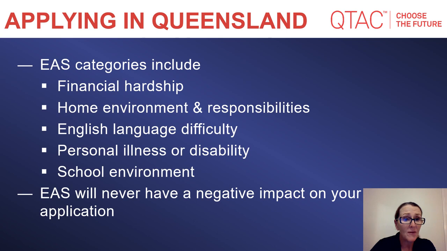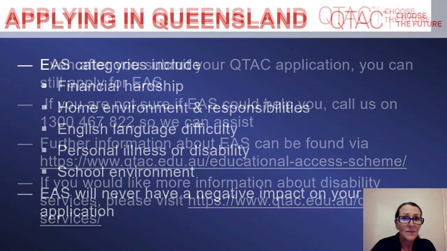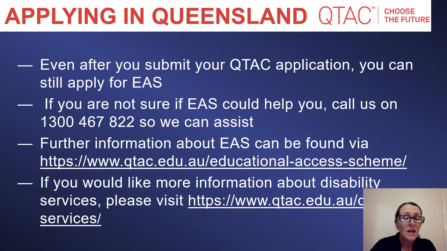There are a number of EAS categories and there is no limit to the number of categories you can apply for. At QTAC, we provide persons with a disability help with lodging their application. For help, call us on 1300 467 822. Documents can be uploaded directly to your QTAC application or emailed or mailed to us.